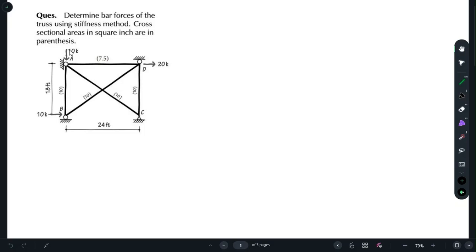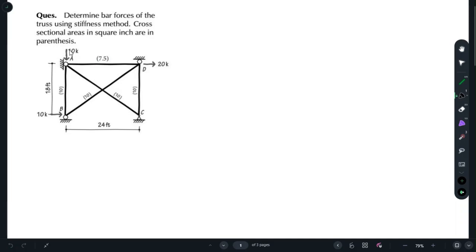This is our second problem on stiffness method for truss analysis. A point to be mentioned is that it is actually the stiffness method, not the direct stiffness method. So the first step of this method is to find out the degrees of freedom.